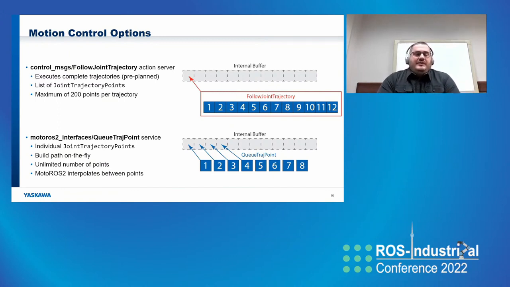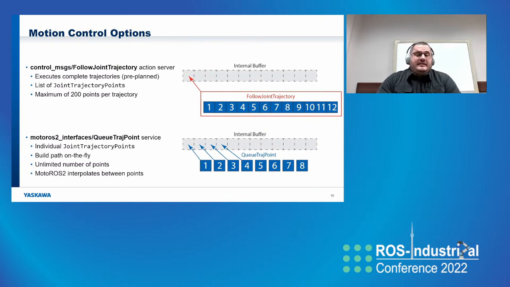The second option, if you don't necessarily have your entire trajectory planned out ahead of time, is the Q trajectory point service, which is customized for the MotoROS2 interface. This service allows you to submit motion points on the fly. So if you have sensor data that's adjusting where the robot needs to go, or if you want to indefinitely keep streaming points because you don't want to be limited by the 200 point capacity, the Q trajectory point service is a good option.